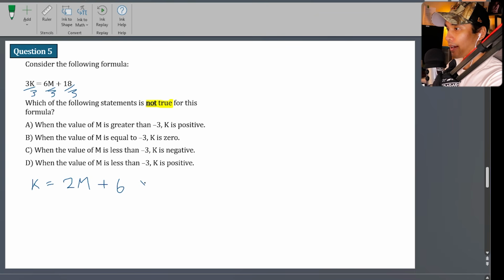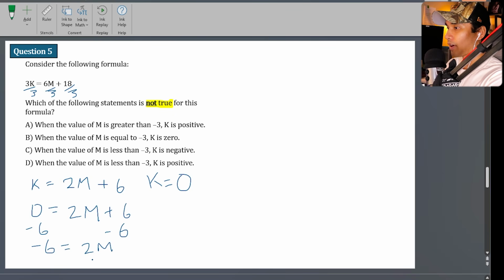Now we're going to set k equaling 0 because now we need to find the cutoff. So we get 0 equals 2m plus 6, minus 6 on both sides. We get minus 6 equals 2m. Okay, divide by 2.